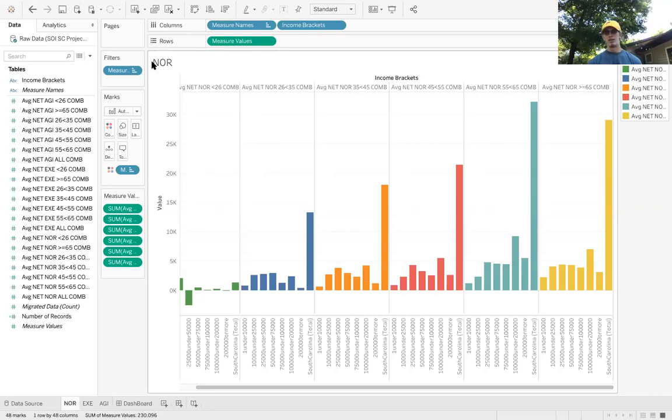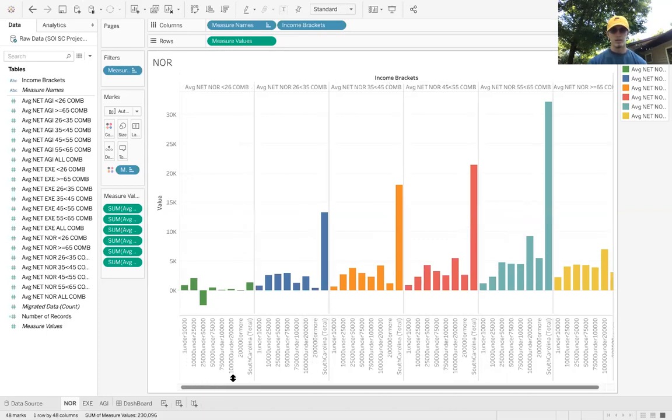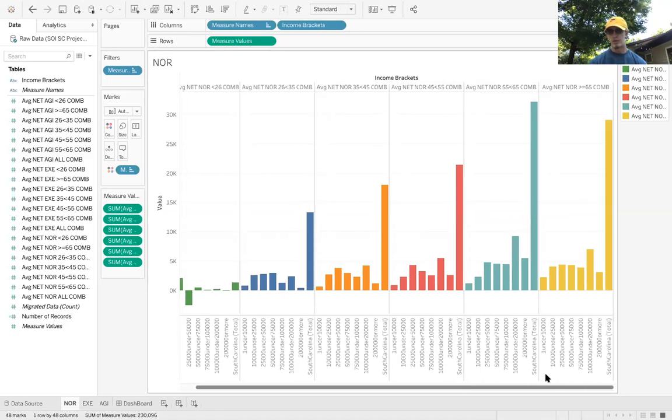So this is your number of returns, but we have them subcategorized into income here and age. So here are your incomes, and we can start at the youngest. You can see that as people get older, as you go farther to the right, there are definitely more people that are older that are coming into South Carolina. So the net inflow has a lot of older individuals coming into the state.